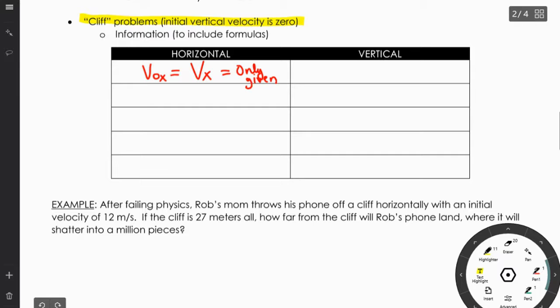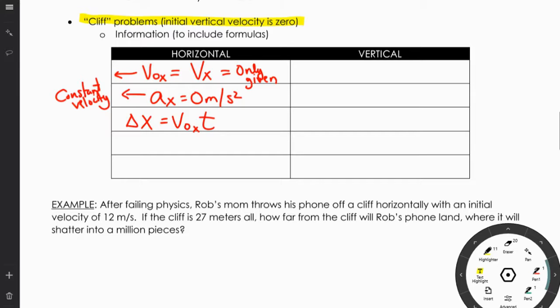And so we know the acceleration in the x direction is going to be 0 because it's a constant velocity. Remember, the horizontal is our constant velocity motion. And that's why this is also true, because our initial and our final velocity would be the same in the x direction. So really there's only one formula here, and it's going to be VOXT, or displacement, delta x, is equal to VOXT. The other formulas just break down to be this or this.